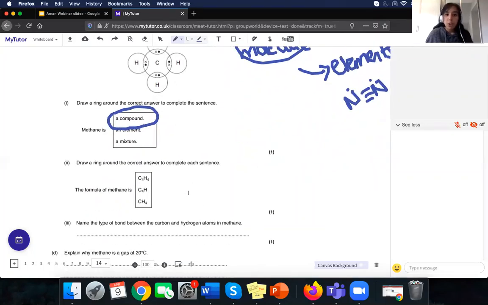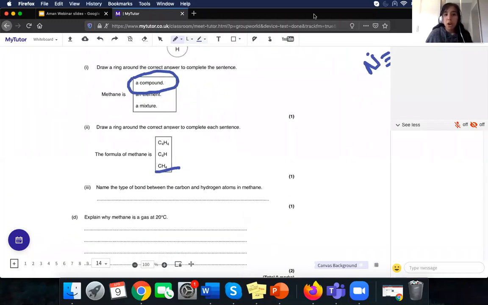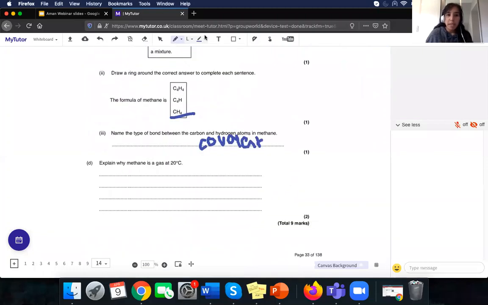Draw a ring around the correct answer to complete each sentence. The formula of methane is what? Yep, excellent, it's CH4. Name the type of bond between carbon and hydrogen atoms. What bonding is that? Yep, covalent, excellent. So remember, between non-metals, we have covalent bonding. And then our final question for today, explain why methane is a gas at room temperature. Why do we think methane is a gas at room temperature?